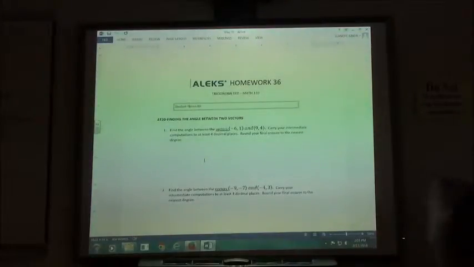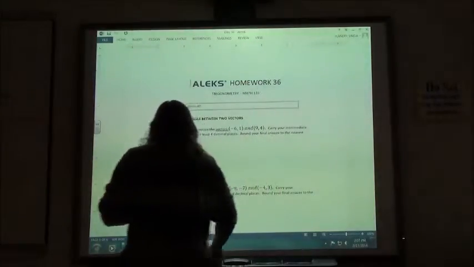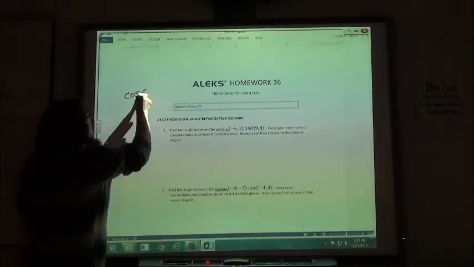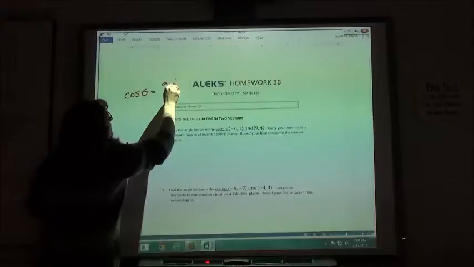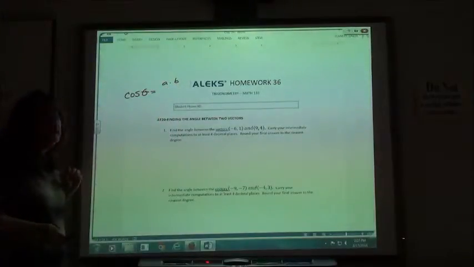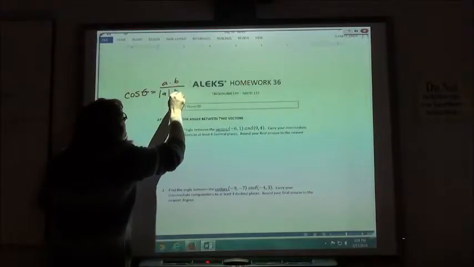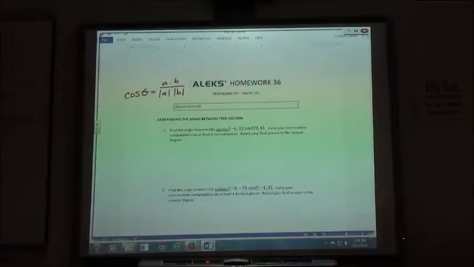Homework 36 starts off with finding the angle between the two vectors. So we're going to have a formula for this, and it's going to tell us that the cosine of theta is equal to the dot product of A and B, which we just did on the other page, over the magnitude of A times the magnitude of B. And again, we've done that on the previous page. So that's our formula that we're going to use.